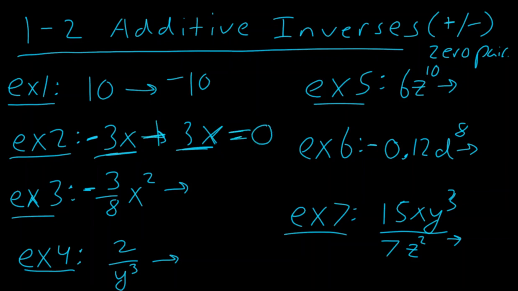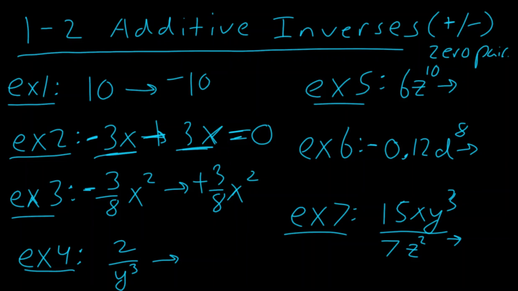Okay, example 3. What is the additive inverse of negative 3/8 x squared? All you do is change the negative to a positive. And so we'd have positive 3/8 x squared. Now I would encourage you to pause the video right now and write down what you think the additive inverse of example 4, 5, 6, and 7 are. Just pause it. Try it out. You can even pause it and just say it. Alright, well, what are they?